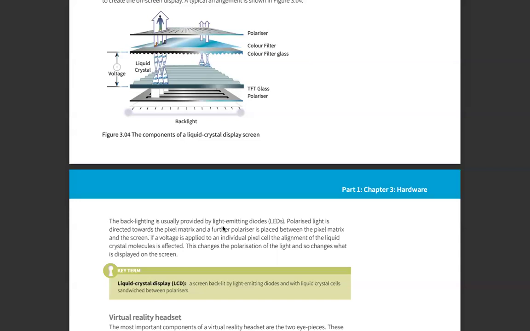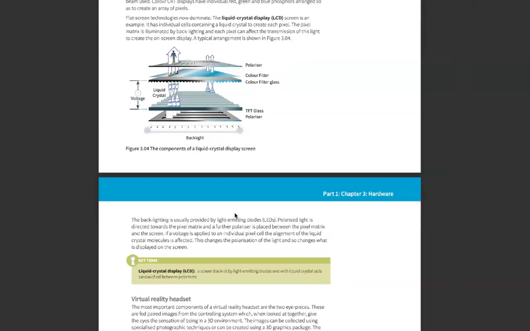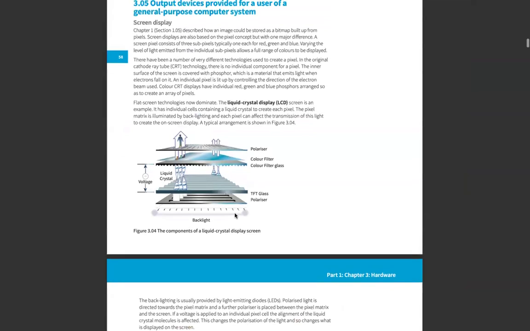The backlighting is usually provided by light emitting diodes, that is LEDs. Polarized light is directed towards the pixel matrix, and a further polarizer is placed between the pixel matrix and the screen. If a voltage is applied to an individual pixel cell, the alignment of the liquid crystal molecules is affected. So this changes the polarization of the light, and so changes what is displayed on the screen. All these changes happen right there.